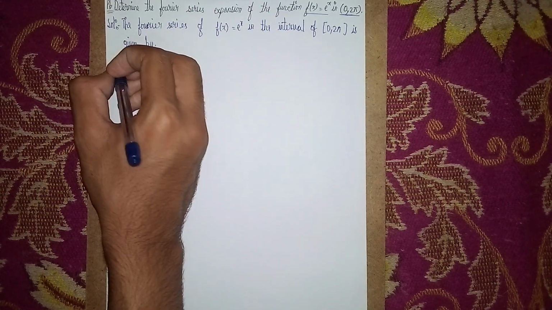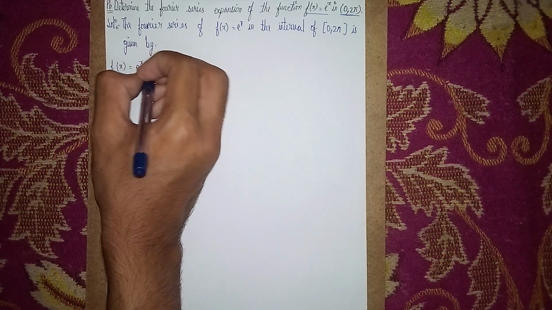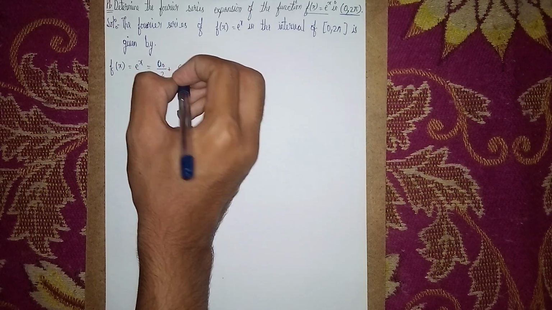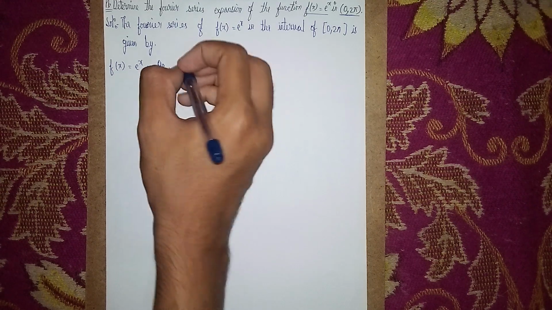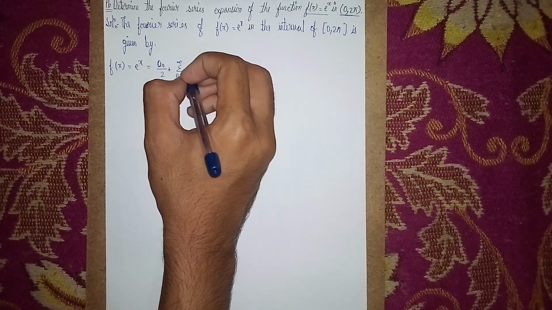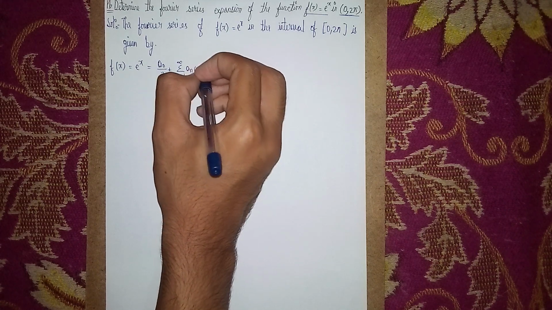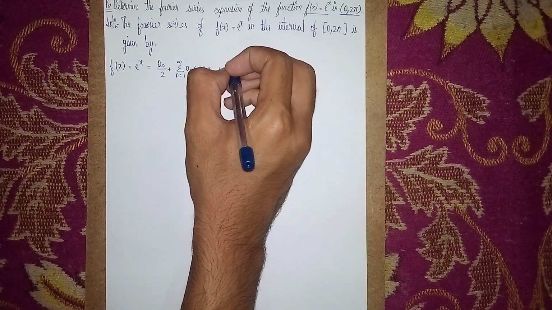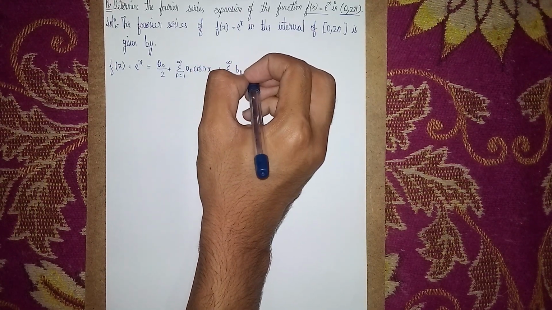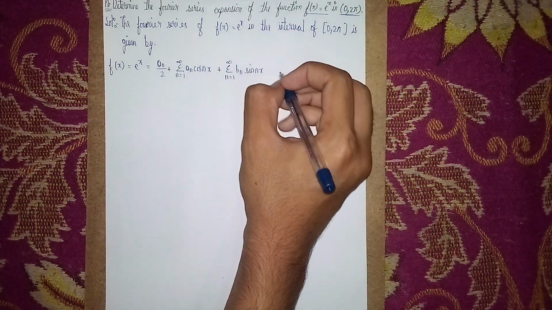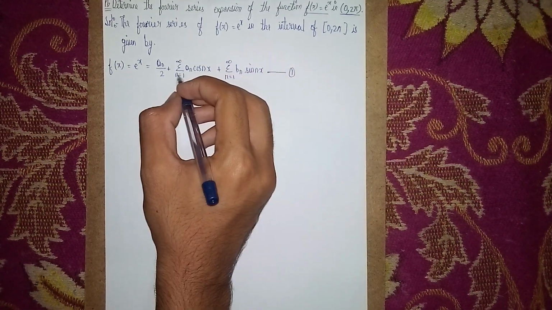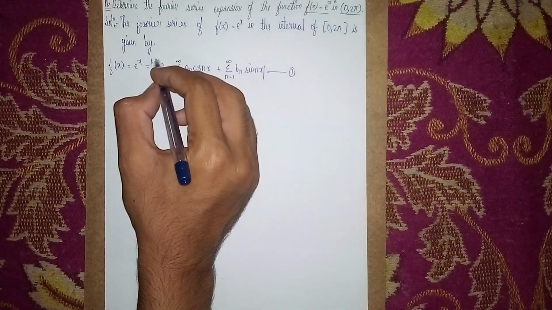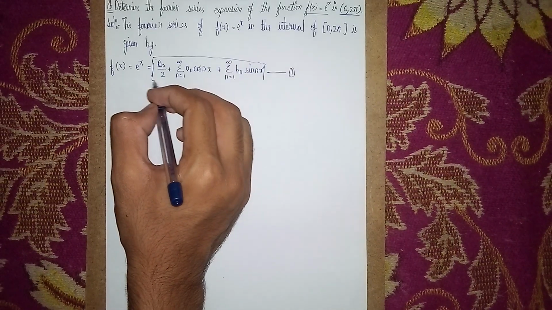First write f of x is equal to e power x, then write equal to a naught by 2 plus summation n is equal to 1 to infinity a n cos nx plus summation n is equal to 1 to infinity b n sin nx. This is the general equation. Now take it as an equation. Every time, in every problem, you have to write this equation first.